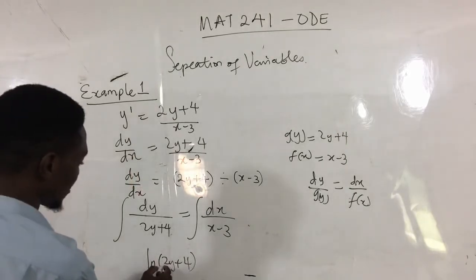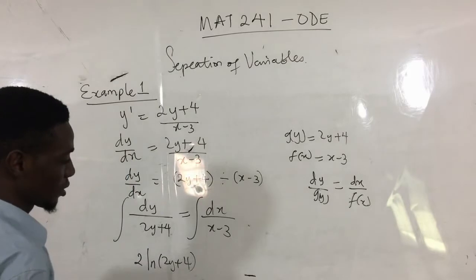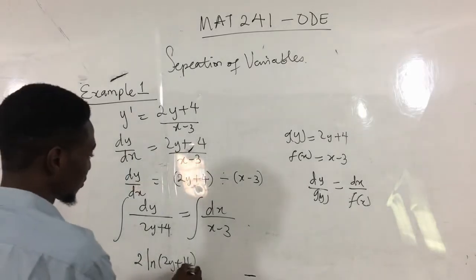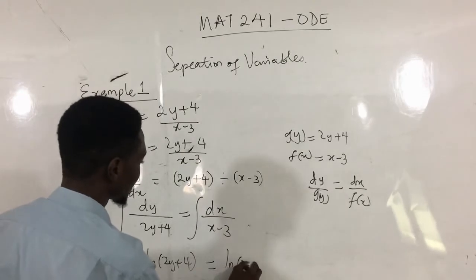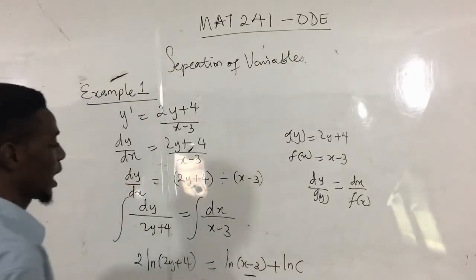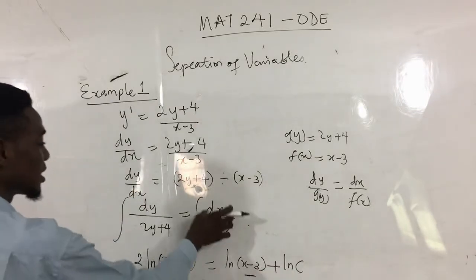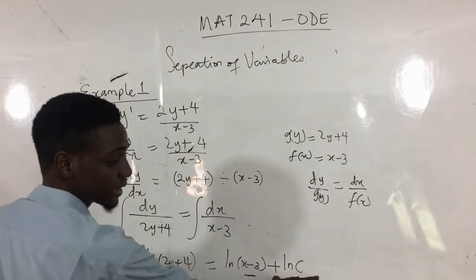You get 2 ln(2y + 4) equal to what? ln(x - 3) + ln c. Now I'm adding + ln c here because this is the independent variable side, okay? And there's usually a constant here.